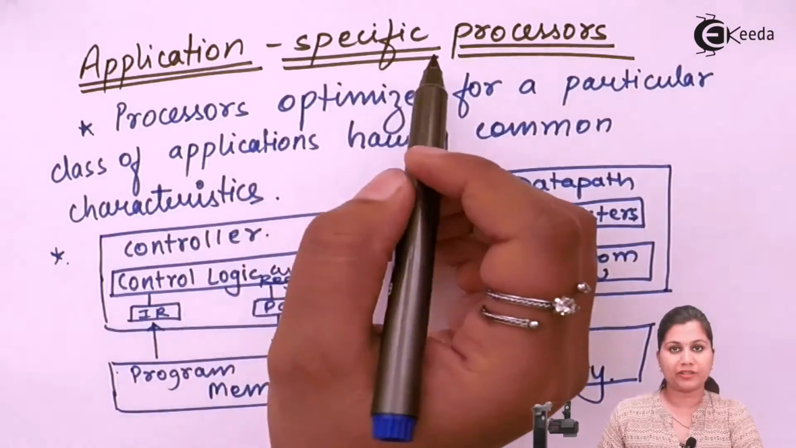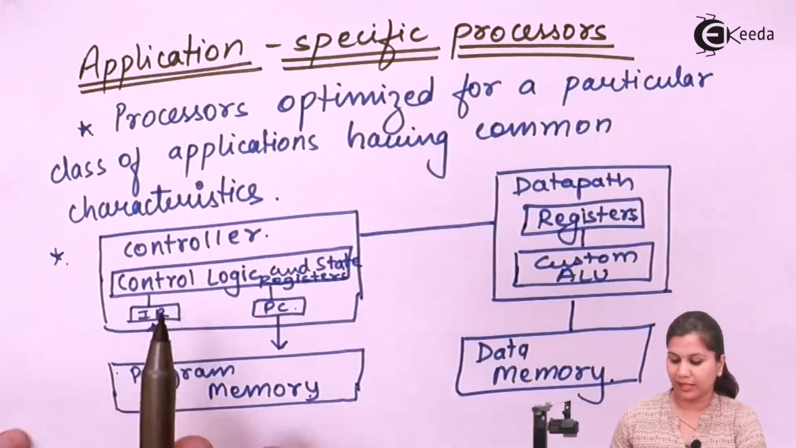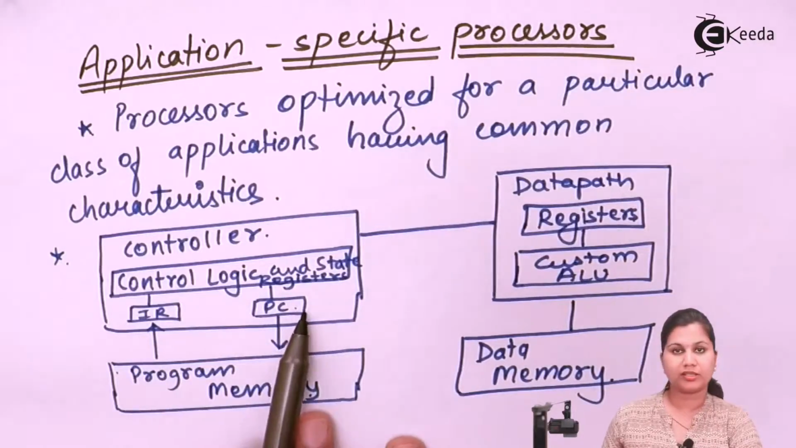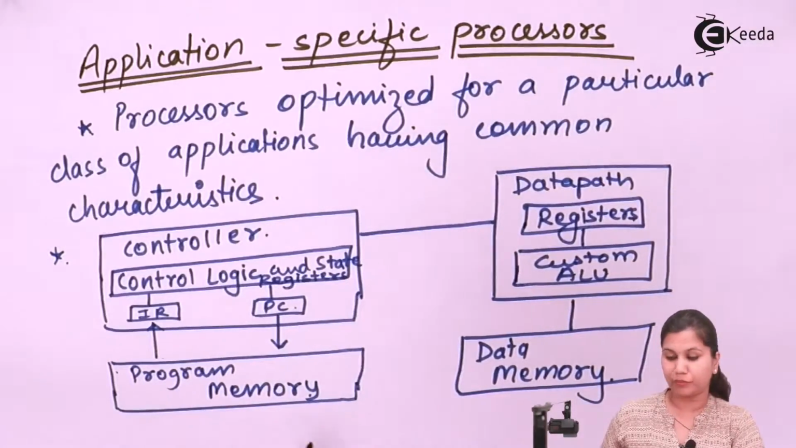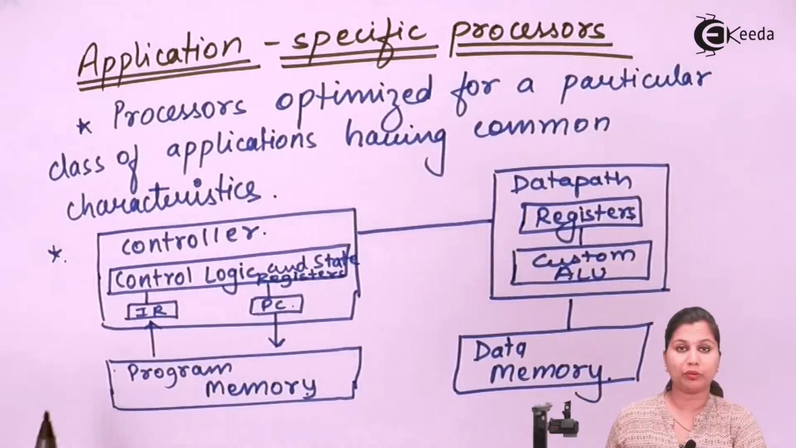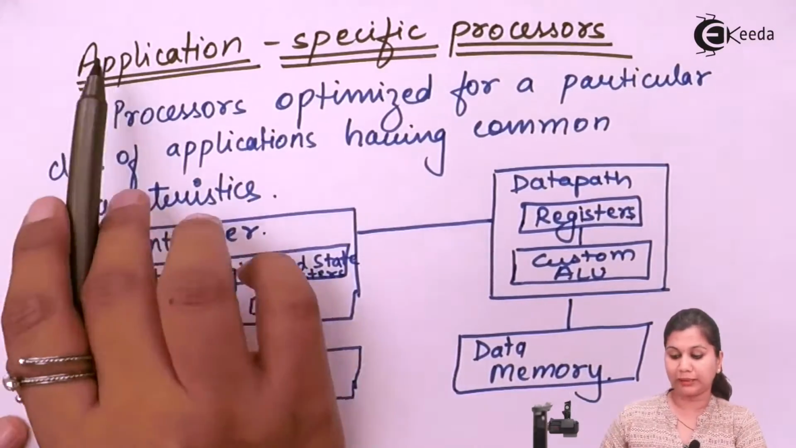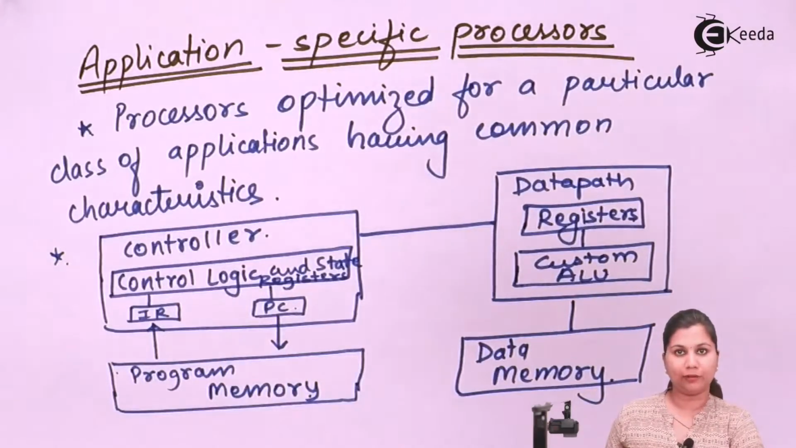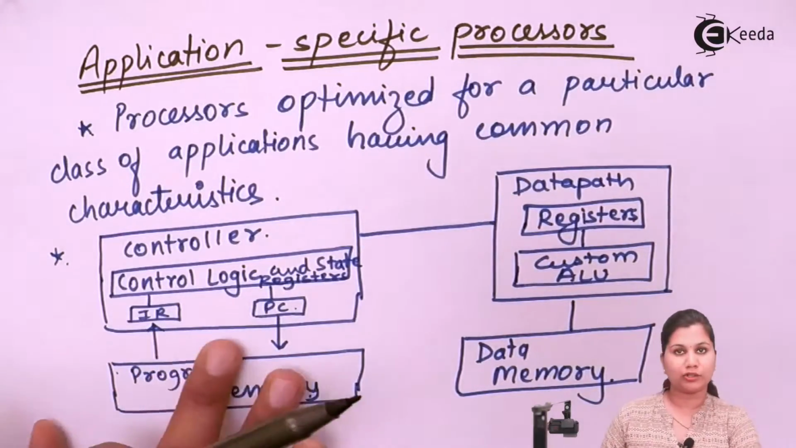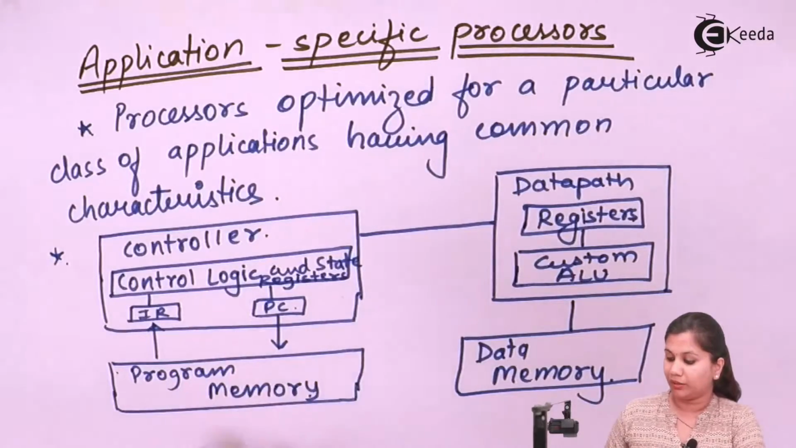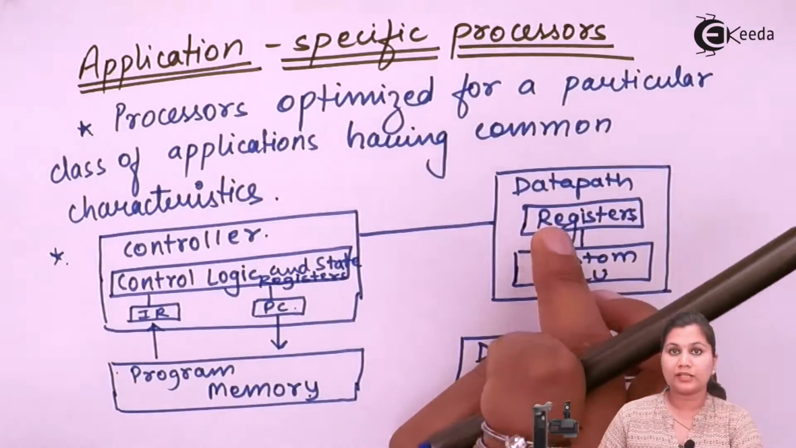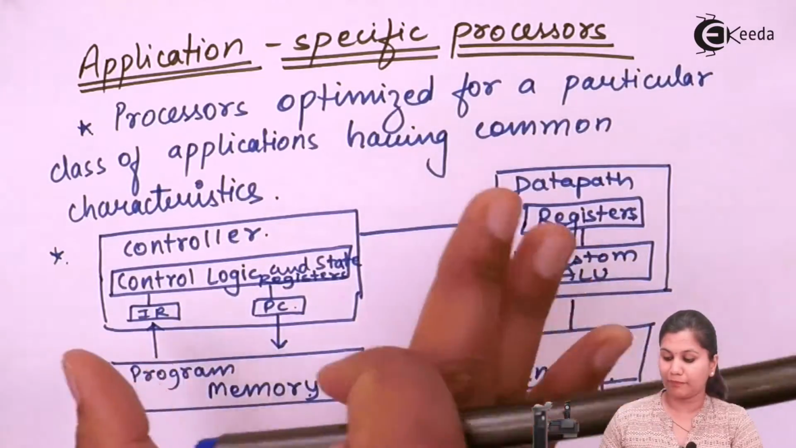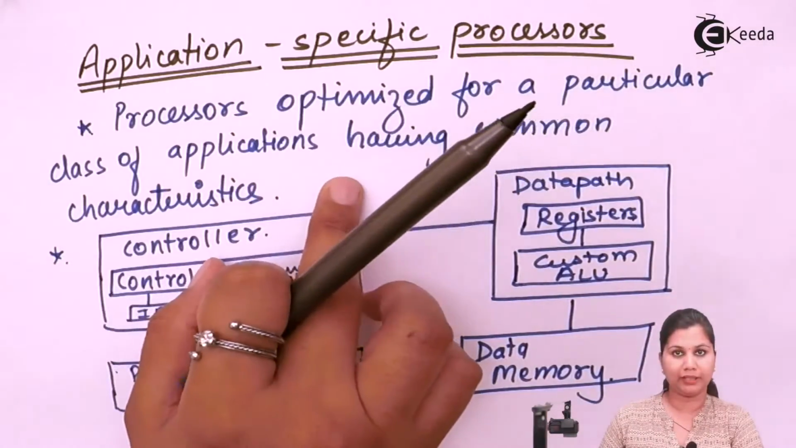Now in these application specific processors, you can see that the controller is there: control logic, state register, instruction register, and the program counter. Program memory is present, and in that program memory the program for that particular application is stored. So here we will write the assembly code for that program and store it in the memory. Now in the data path, the ALU has to perform operations which are specialized for that application only.